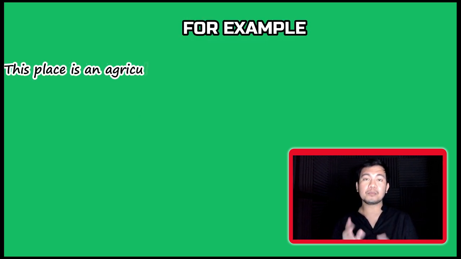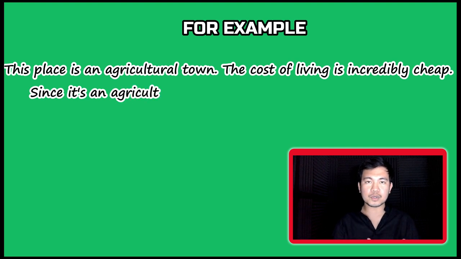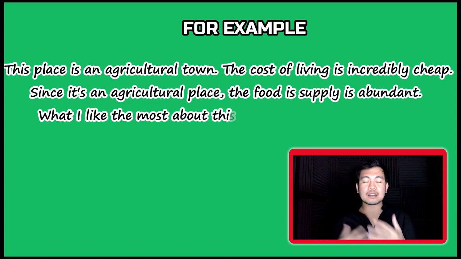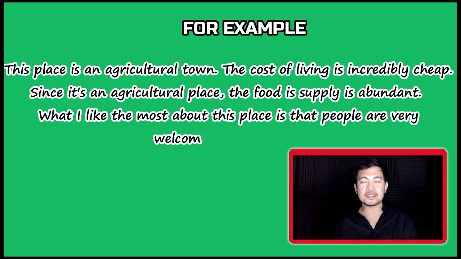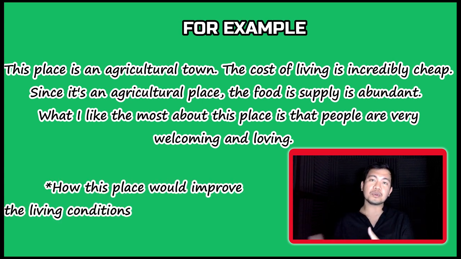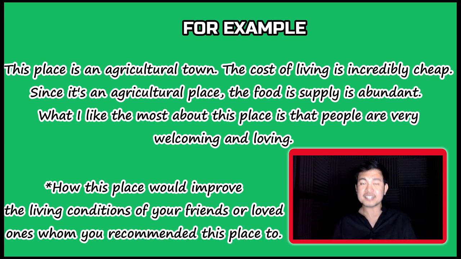For example, the place is agricultural. I recommend this place to my friends or my loved ones because the cost of living is incredibly cheap. Since it's an agricultural town, the food is unbelievably cheap. You know, there's so much food supply in this town. Not only that, people living in that place are friendly, welcoming, and really loving. After that, talk about how this place improves or would improve someone's life if one moves to this place. That's how you tell a story.